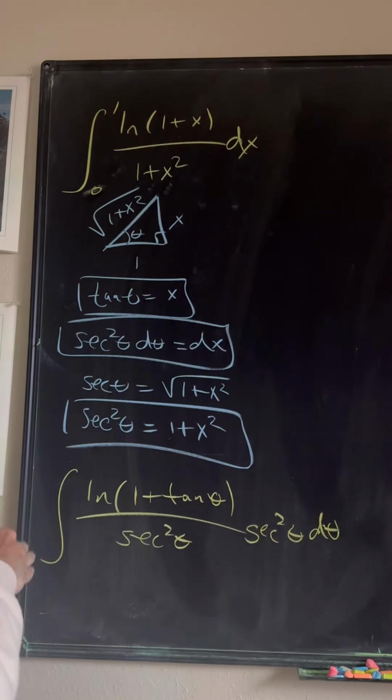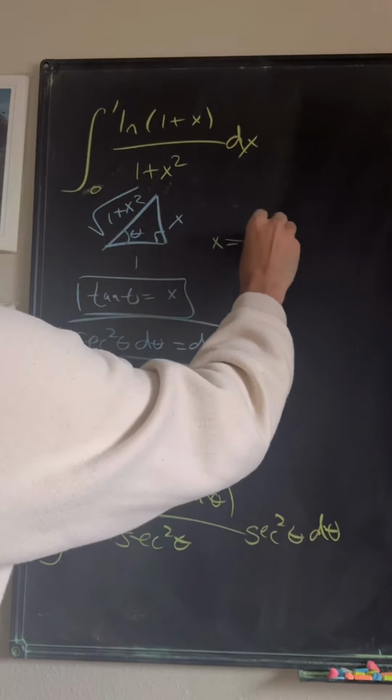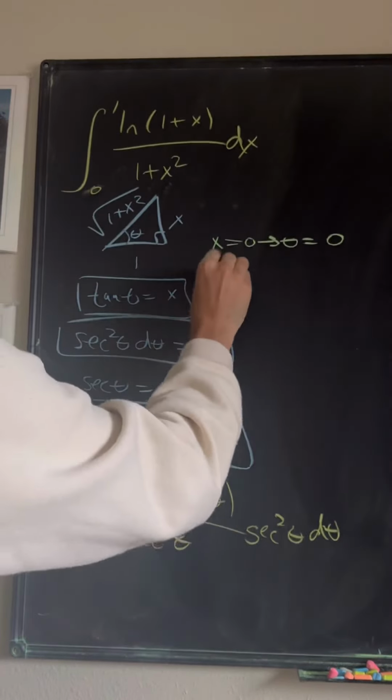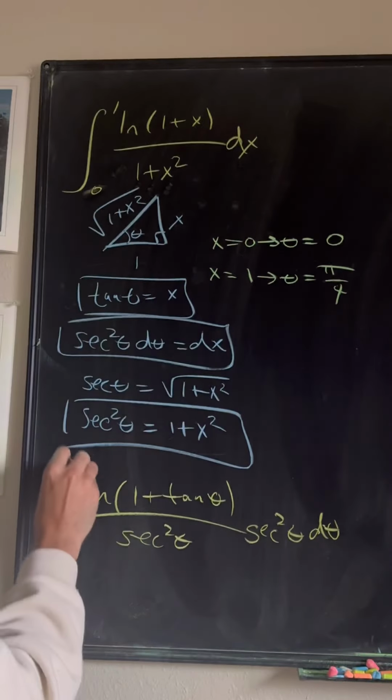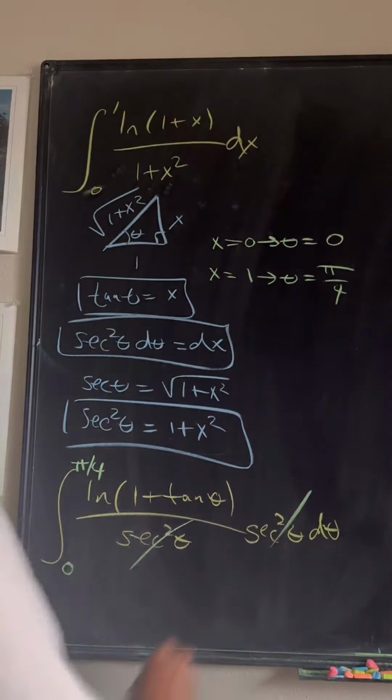But before we continue, we need to change our parameters. Using the definition for x, when x is equal to 0, theta is 0, and when x is equal to 1, theta is going to equal pi over 4. So now I write these back into my integral, and I cancel out my secant squared.